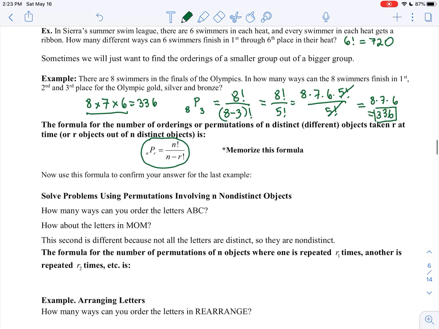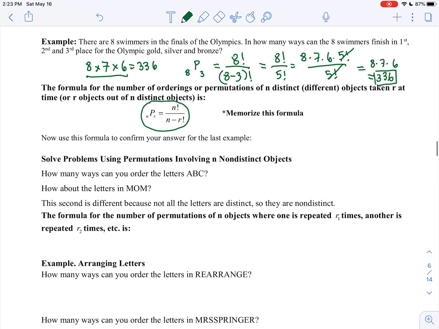We just did that. Let's take a look at what happens when you have distinct versus non-distinct objects. In the first question, how many ways can you order the letters A, B, and C? We're going to come up with what the sample space would look like so you have a visualization of this. If I list out all the possible ways, ABC would be a possible outcome, ACB, BAC, BCA, C first, AB, and then CBA.